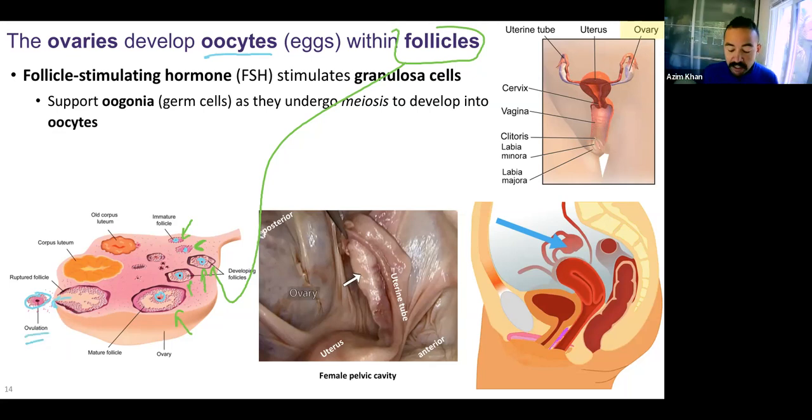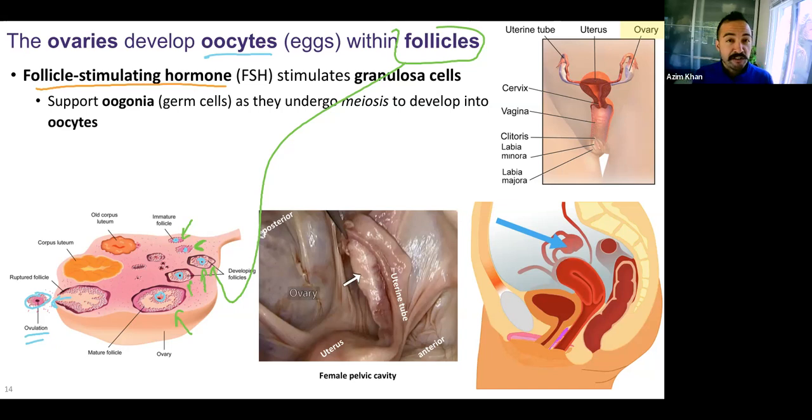To support this development, hormones are needed. Follicle-stimulating hormone stimulates cells called granulosa cells. We've seen granulosa cells before. Granulosa cells are the ones that produce estradiol. They surround the oocyte in a follicle, and that's why it's called follicle-stimulating hormone.